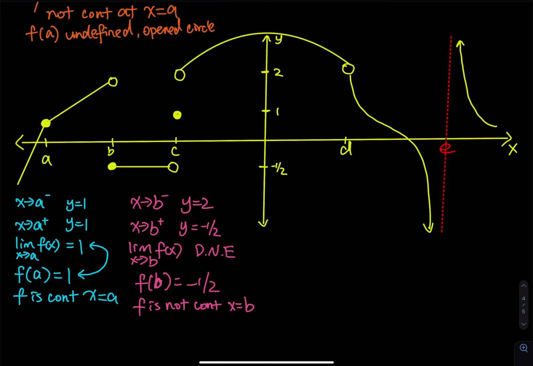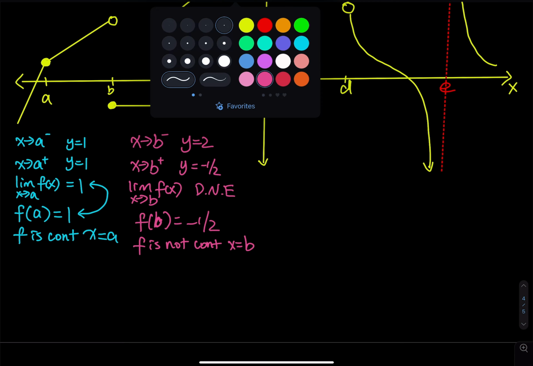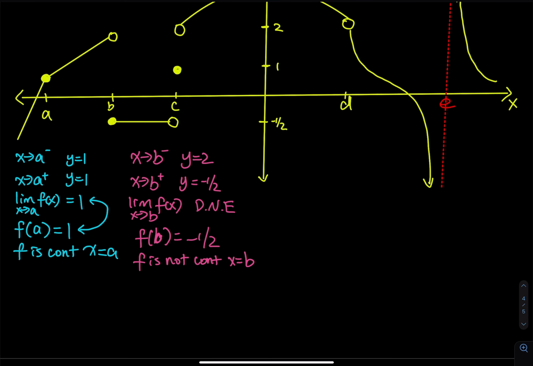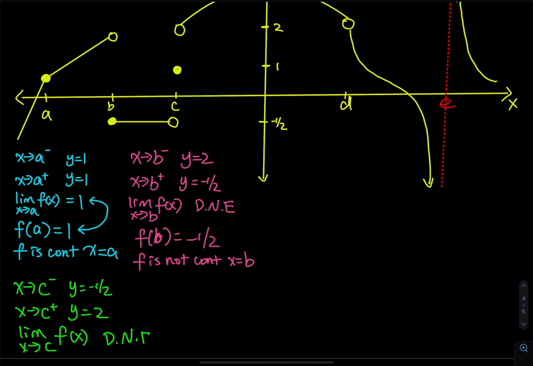How about C? Let's put the C down here. So x equals C. As x approaches C from the left, what do we have? On the left-hand side, we have -1/2, and on the right-hand side, we have +2, so they are not equal. So the limit as x approaches C does not exist. You don't need to say either side. I should erase the equal sign: does not exist.